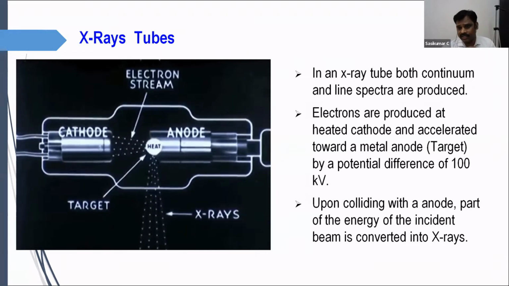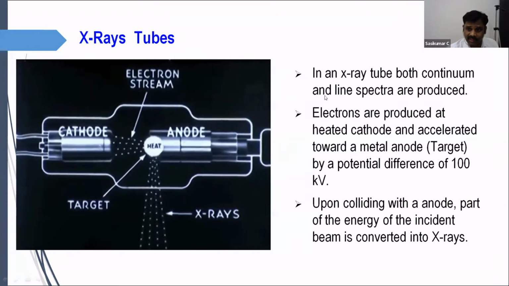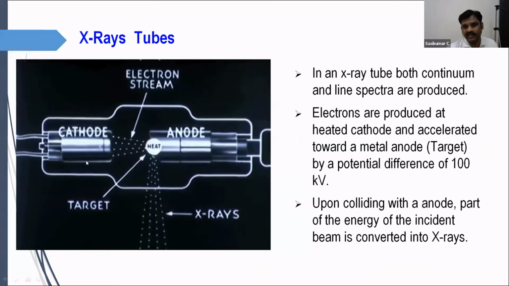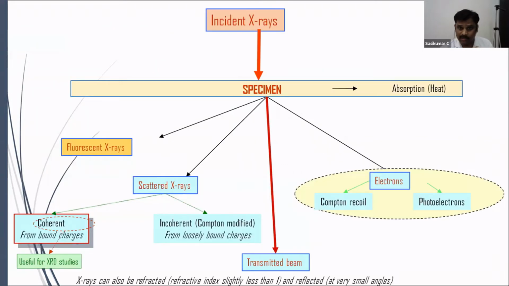X-ray tubes we have already studied in all the basic texts. We have studied how X-rays are generated and how the spectrum comes out. Electrons are produced from a cathode, basically a heated cathode. When these fast moving electrons impinge on the target material, it produces X-rays. Almost 0.1% of the energy is converted into X-rays, and this X-ray is very important for our analytical purpose.